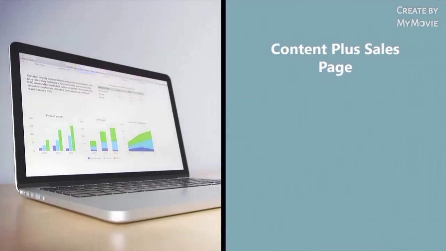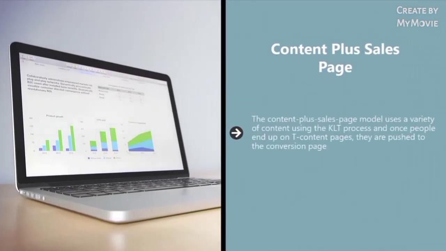Content plus sales page. The content plus sales page model uses a variety of content using the KLT process, and once people end up on the T content pages, they are pushed to the conversion page. Generally speaking, the sales pages that are tied into a series of content pages or a content funnel tend to be shorter. Why? Most of the heavy lifting is already done by the T content pages. By dumping them into a page-only type sales page, you might actually end up contradicting yourself or losing the attention of your potential buyer.